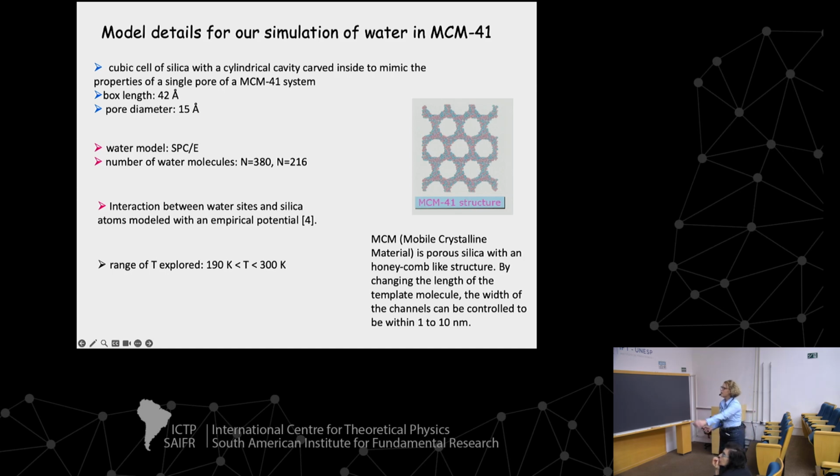Okay, so I was telling you that we also did the analysis of MCM41, in which we did a similar analysis with the Vycor, so with the bound and the free water, but we also went more down in temperature in order to find the fragile to strong transition. MCM41, MCM for Mobil Crystalline Material, is a porous silica with an ordered honeycomb structure this time, but I told you that we are not interested in water going out of the pores. By changing the length of the template molecule, the width of the channel can be controlled.